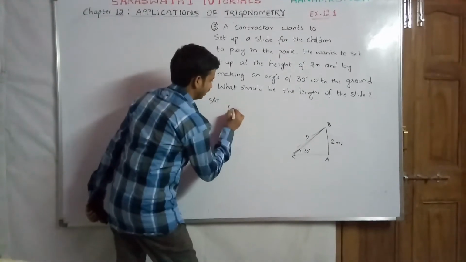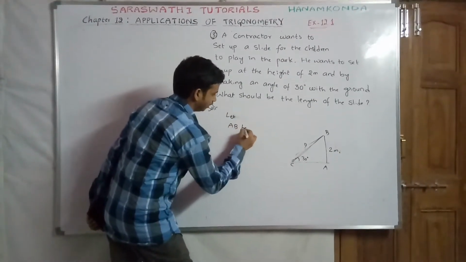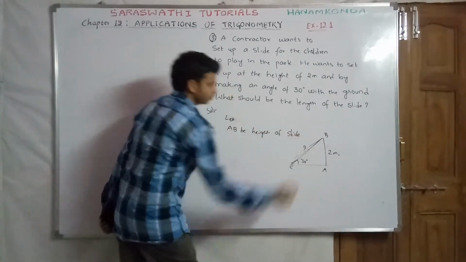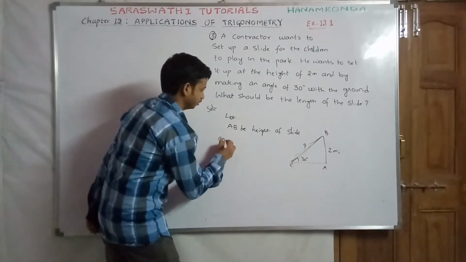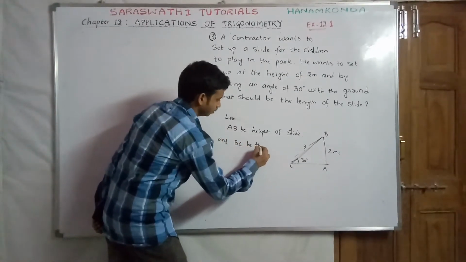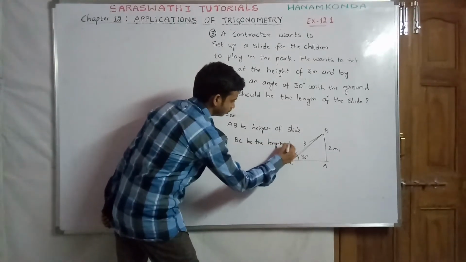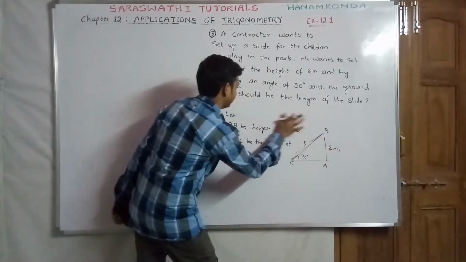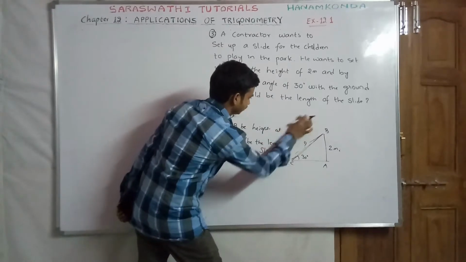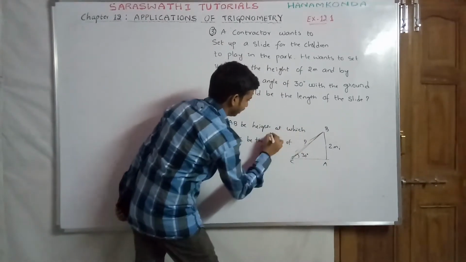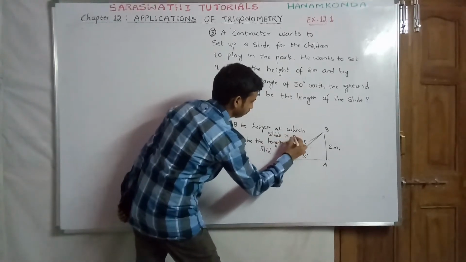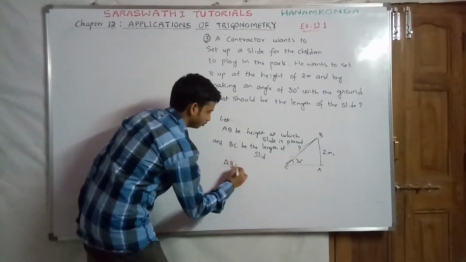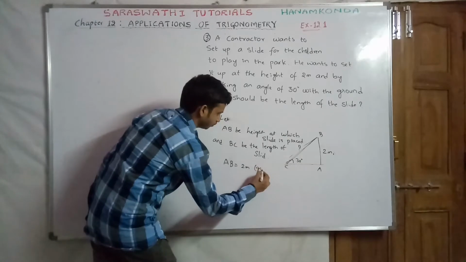So now, let AB be the height of the slide and BC be the length of the slide. Let us suppose AB is the height at which the slide is placed. AB value, it is given that AB equals 2 meters, given in the question.